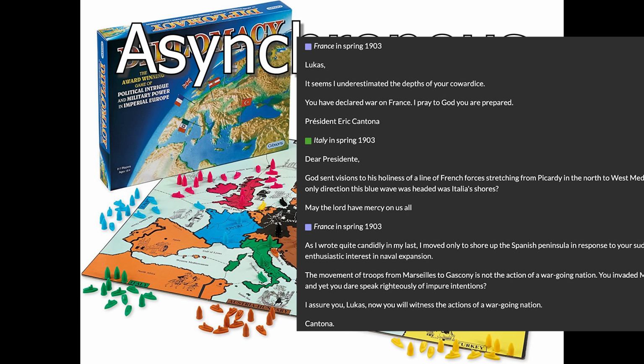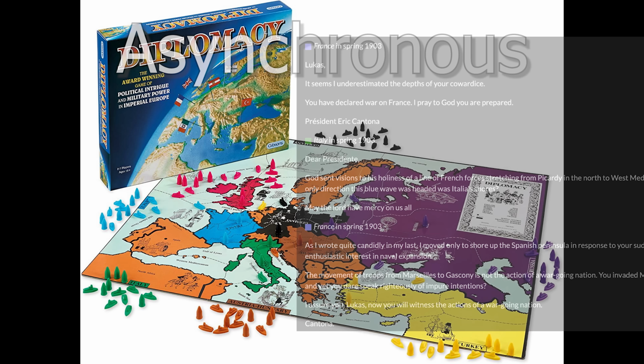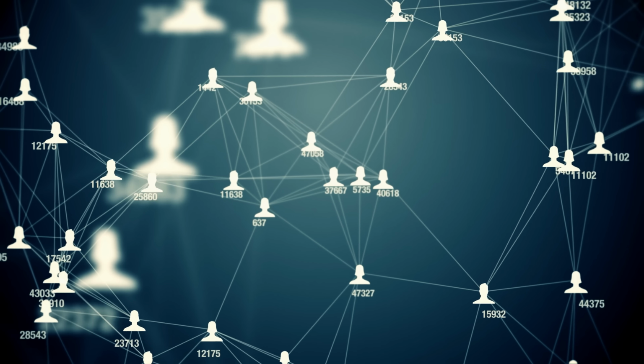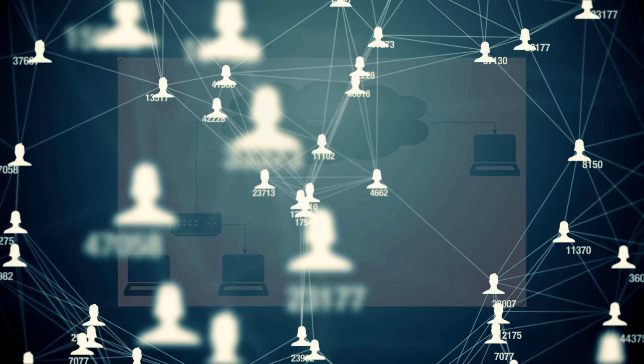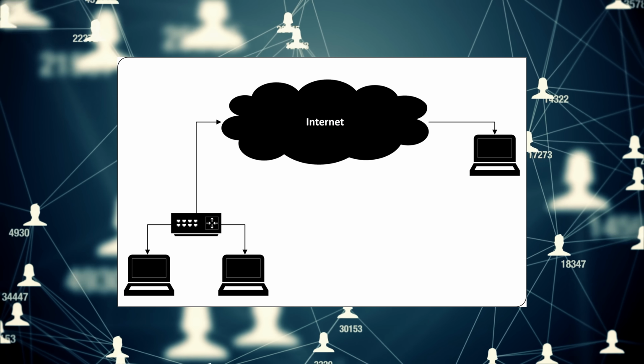Now that we have a basic definition of each of the different kinds of multiplayer, let's look at how they can be implemented on computers. I'm going to let you in on a little secret. Whenever computers talk to each other over the internet, or to a computer right next to them, they use the same protocol to communicate with each other.